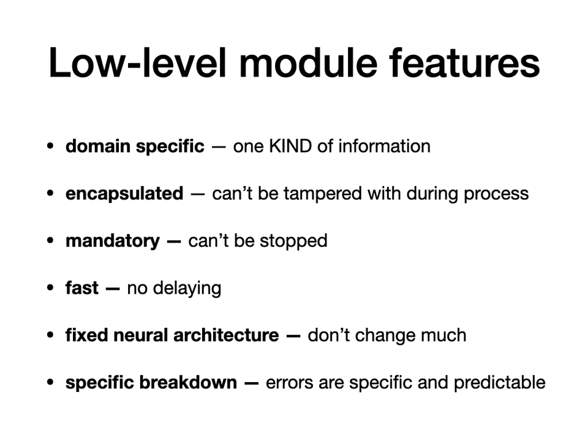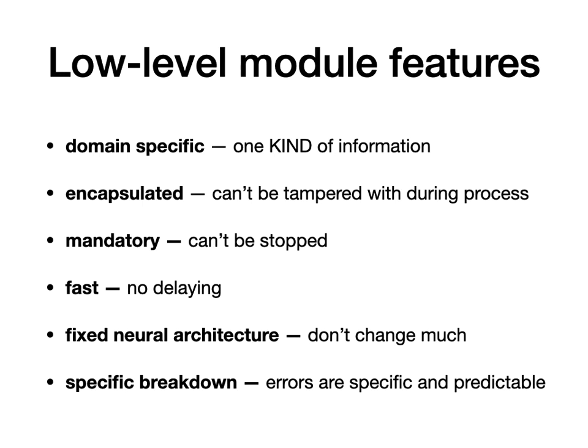It's mandatory, so it can't be stopped. It's fast. It doesn't wait for new information. These kind of all go together, right? Encapsulated, mandatory, fast means it's its own thing. It has a fixed neural architecture, so the neurons aren't going to change much, and it has a specific breakdown, meaning there are specific errors that are created. You can predict the errors of these modules.